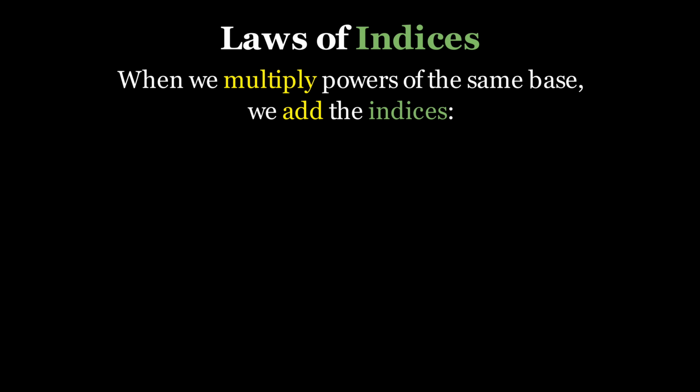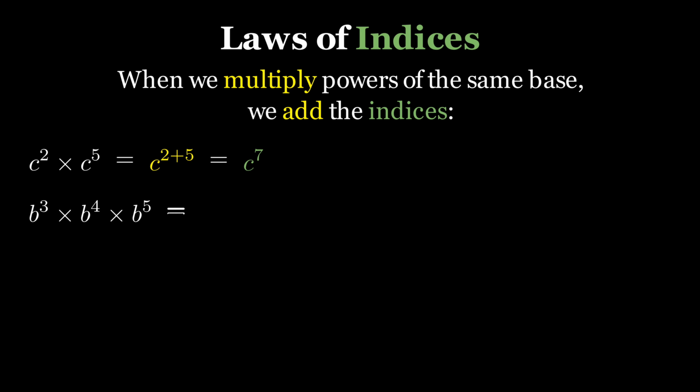Today, we are going to look at one of the most important rules in algebra, the laws of indices. Let's start with the first rule. When we multiply powers of the same base, we add the indices. That means, for example, we have c to the power of 2 multiplied by c to the power of 5, and this should be equal to c to the power of 2 plus 5, and this should be c to the power of 7.